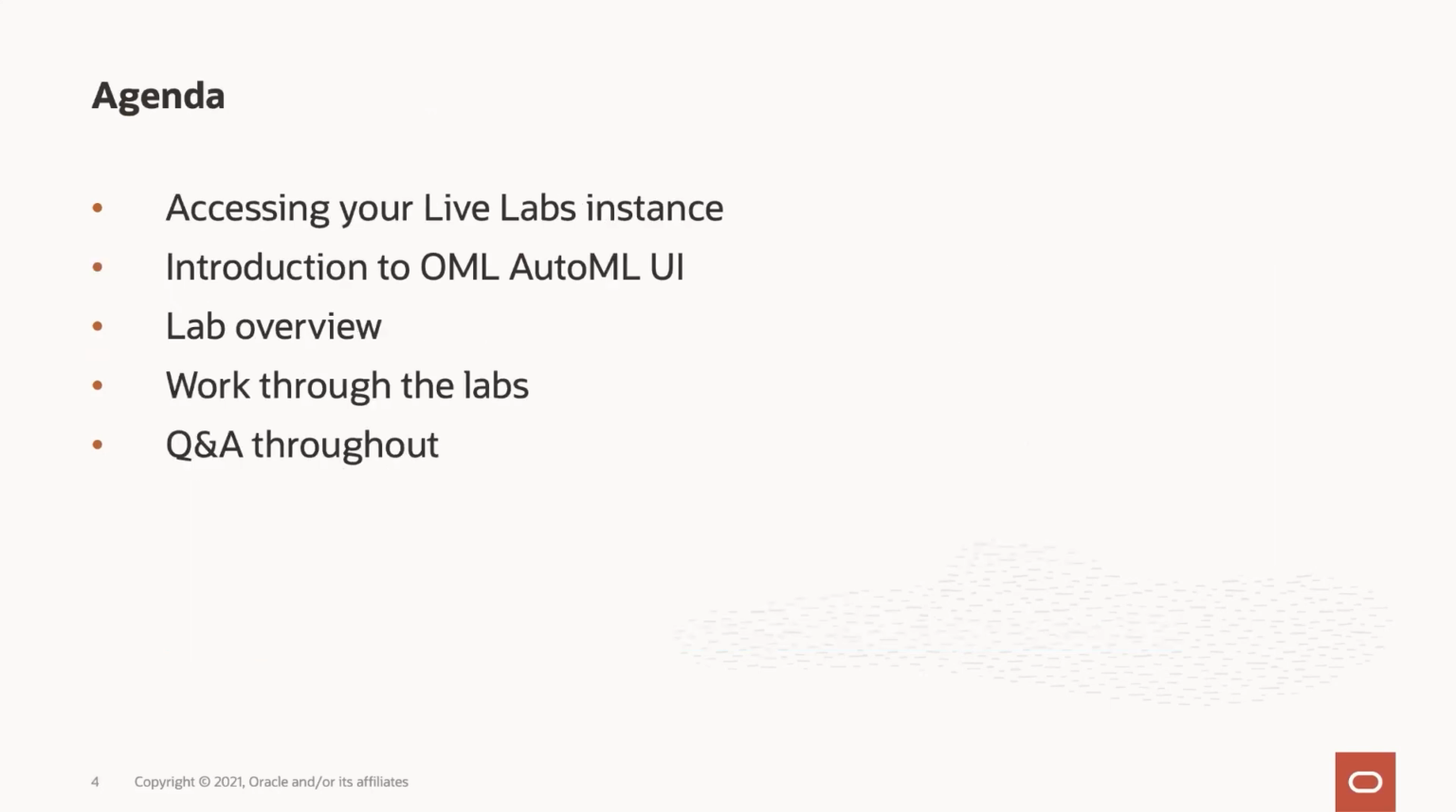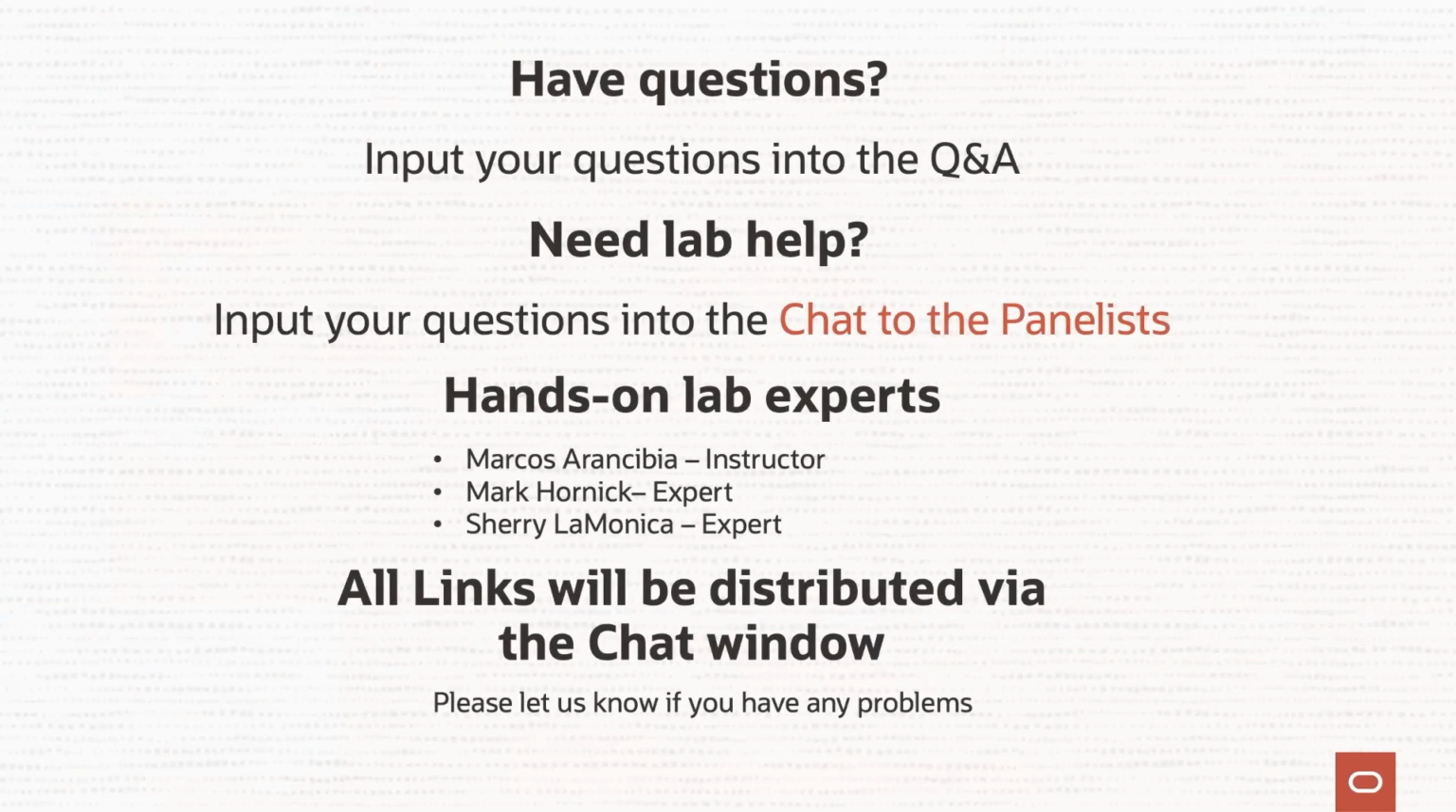So we're going to start by accessing our Live Labs instance. We're going to check a quick introduction to OML AutoML UI. We're going to look at the lab overview. We're going to work throughout the labs, and then we're going to be ready to answer any questions you have. If you have any questions, you might ask them on the Q&A. But if you need lab help, if you have any technical trouble, then it's probably easier to chat to the panelists, okay?